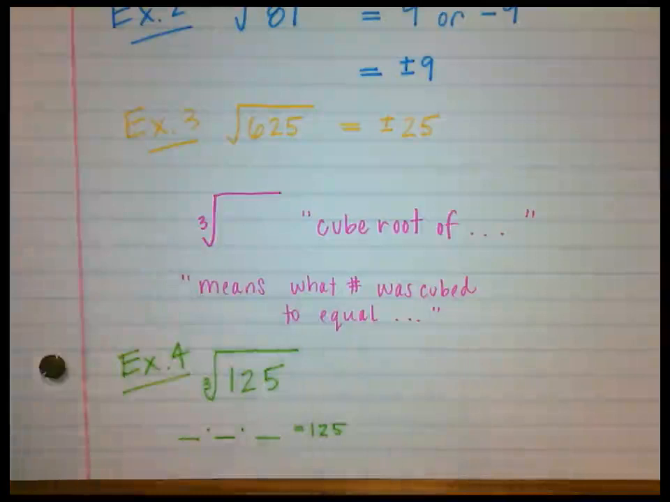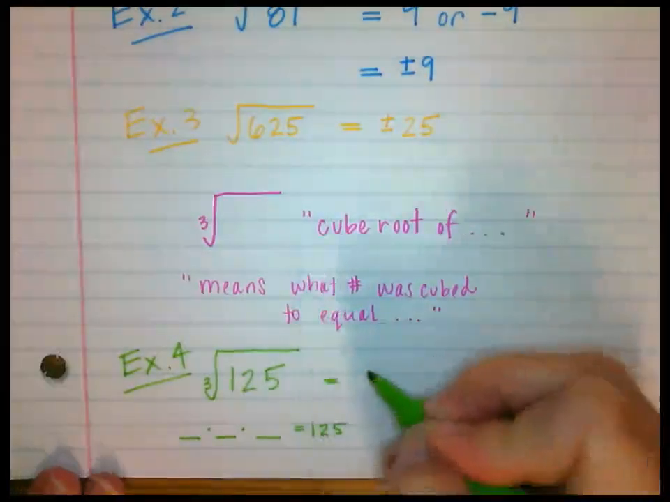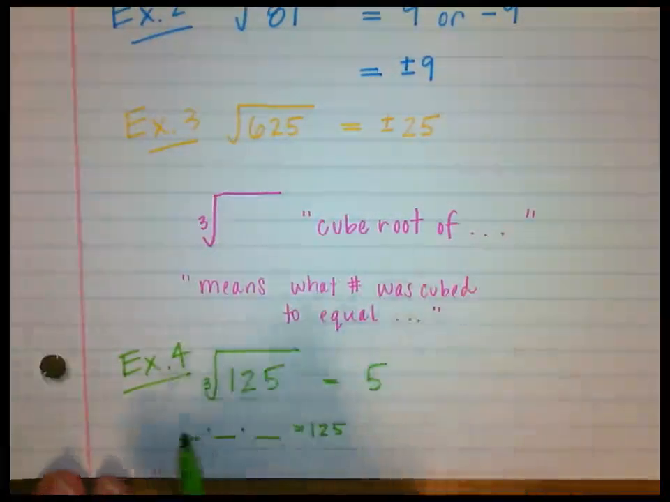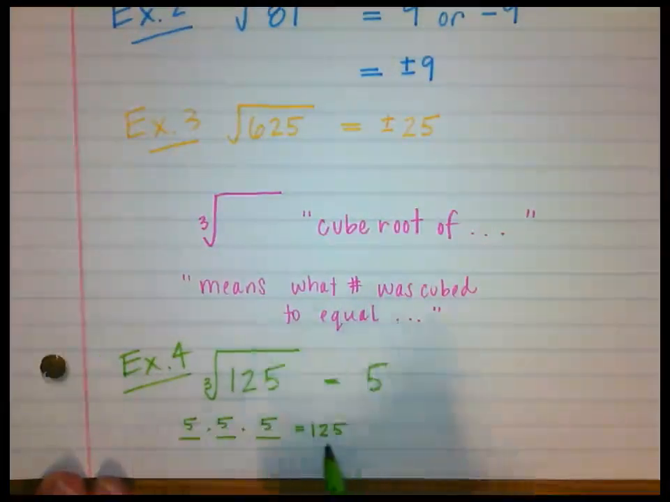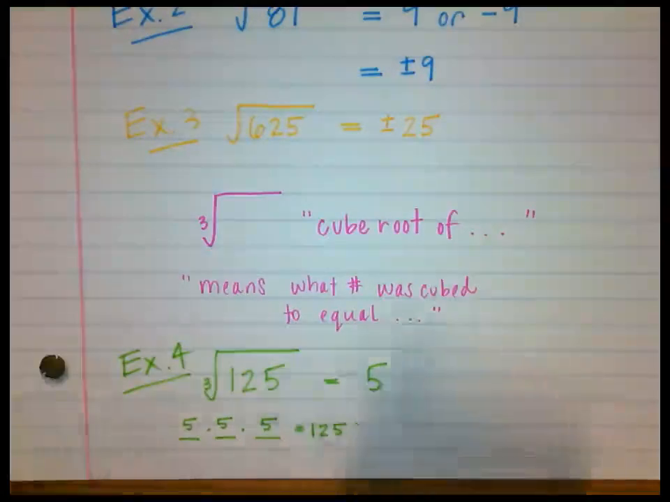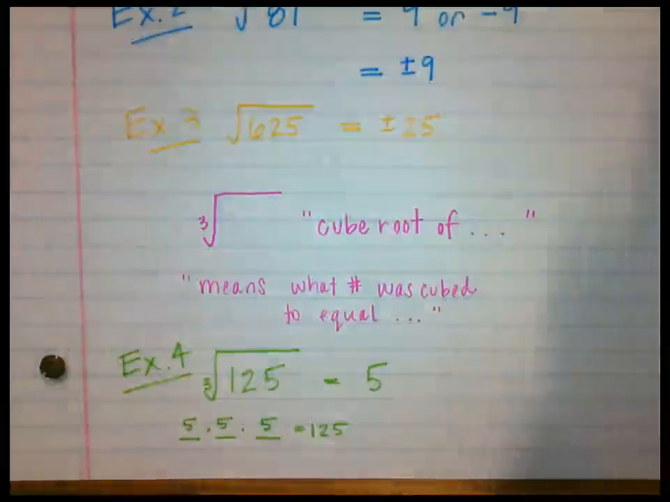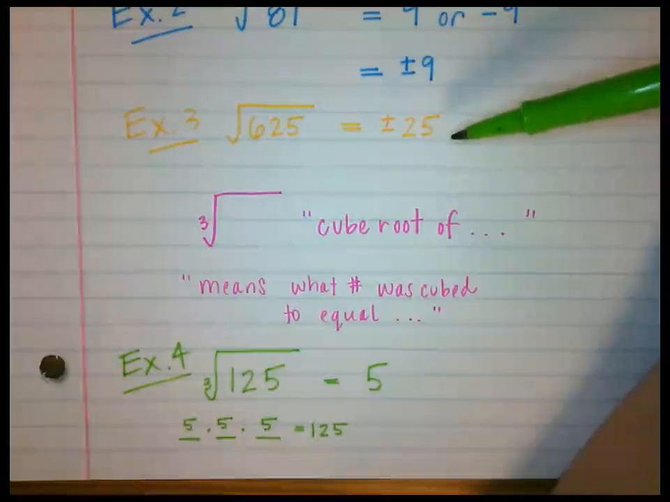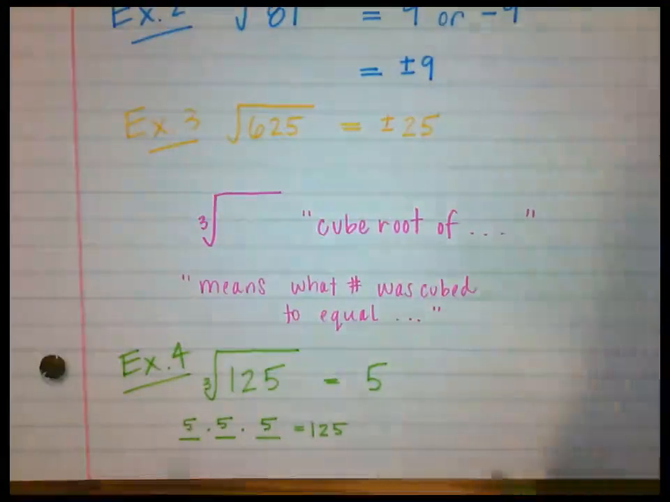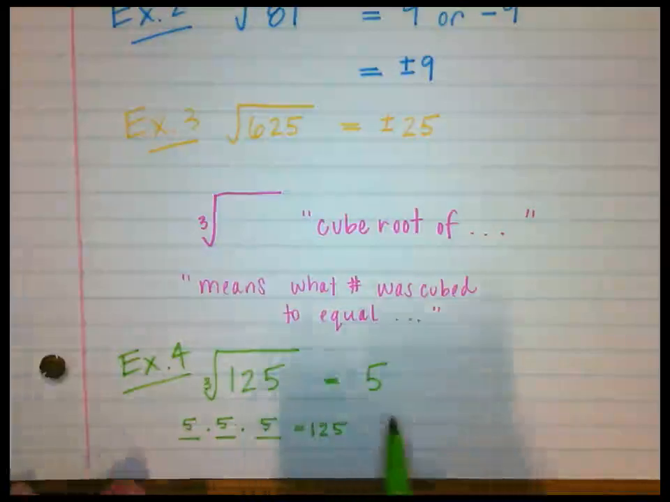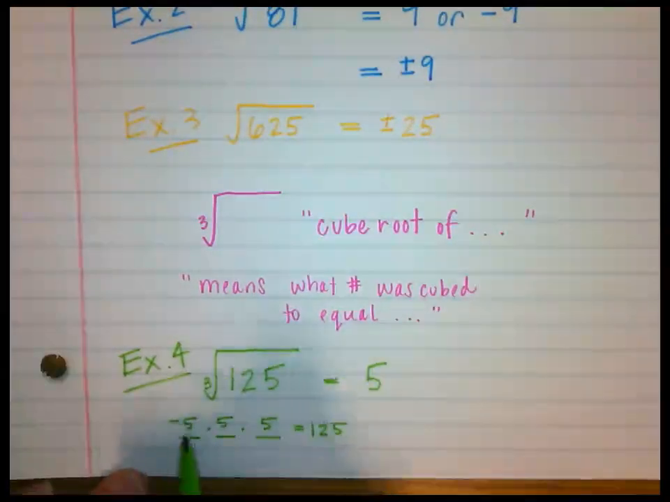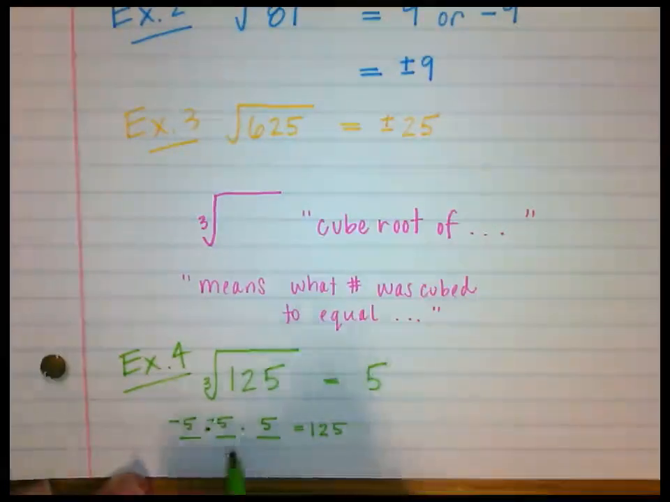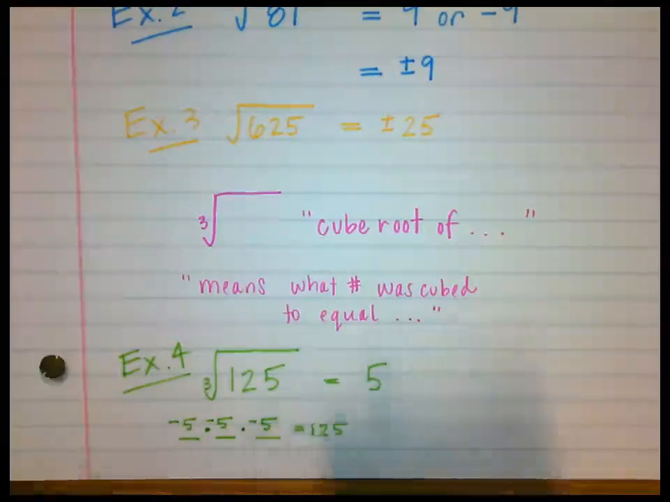So again, if you know your flashcards well, you know that the answer to this is 5. Because 5 times 5 times 5 equals 125. So let's talk for a second. When we were doing square roots, it was possible for the answer to be a positive or a negative. So let's think for a second. Does that work on cube roots? Is negative 5 times negative 5 times negative 5 equal to positive 125?